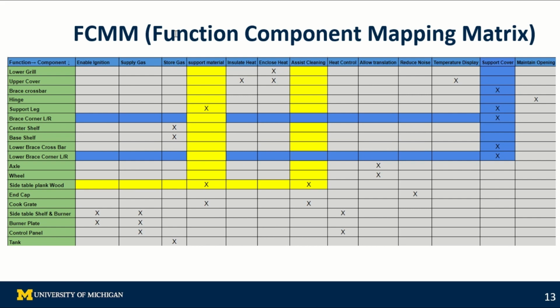Then if we do the functional analysis, we will see that the side table plank wood is related with the functions of support material and assist cleaning, and the brace corner lower component is related to support the cover.